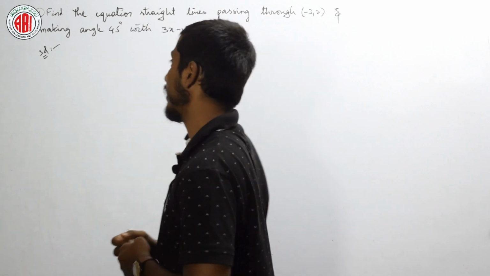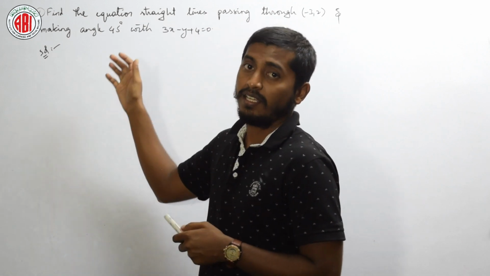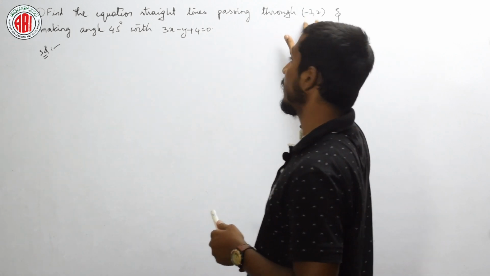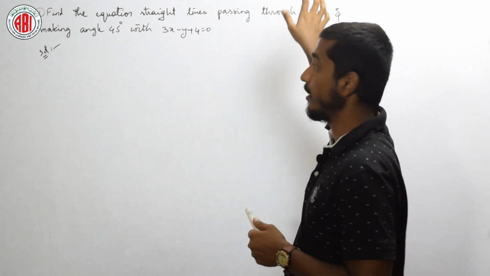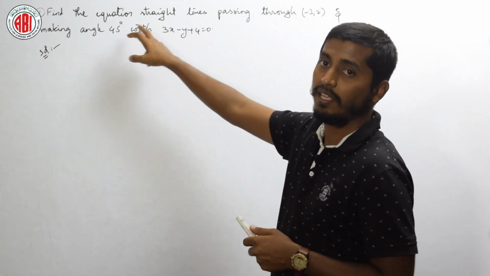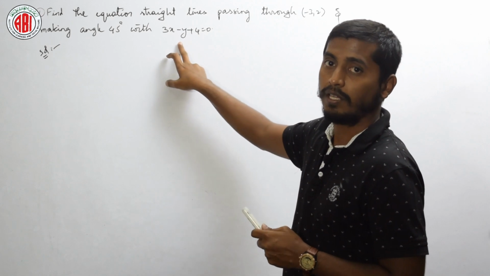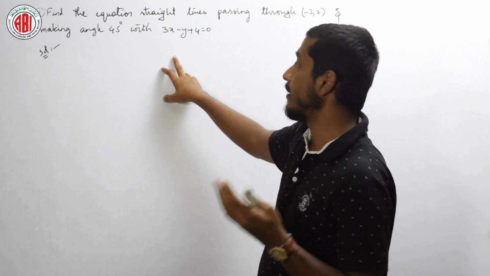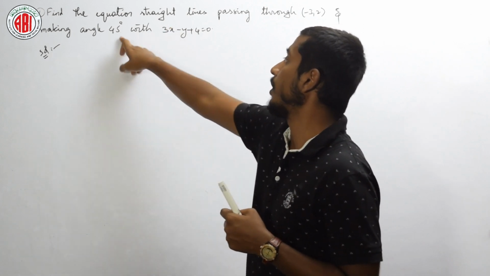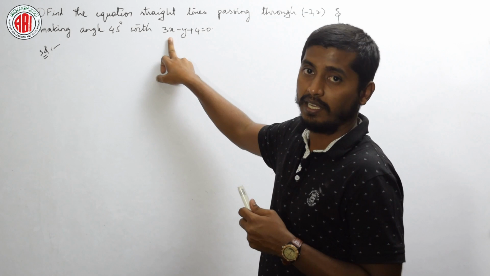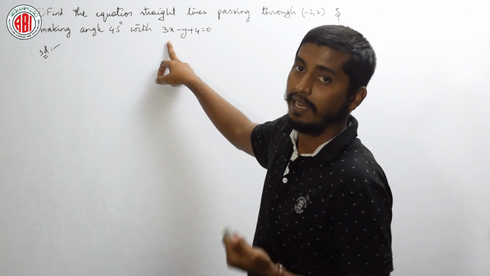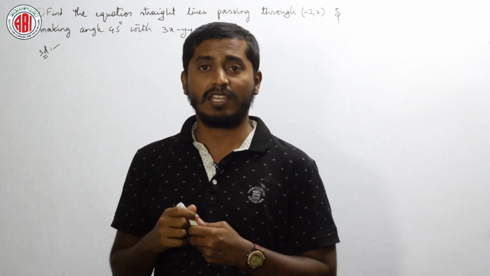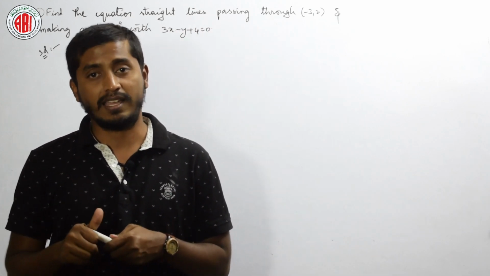Let us do that. See here, the question asks us to find the equation of the straight line passing through a particular point, that is, the point is given, and making an angle of 45 degrees with this equation. If we assume the equation is L equals 0, then the required line makes an angle of 45 degrees with it. Clear? Then let us assume m is the slope, since we have the formula for the angle between two lines, that is, tan theta.